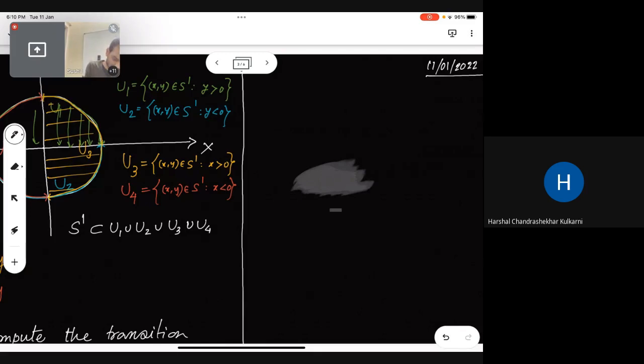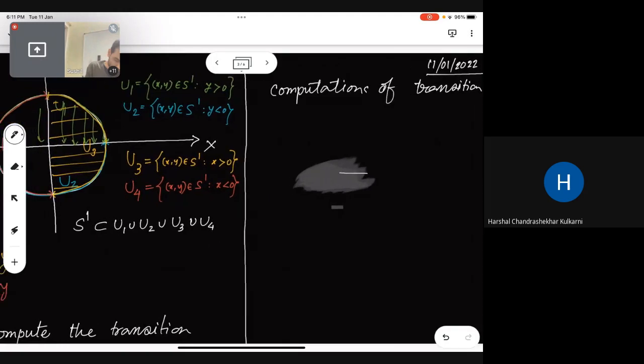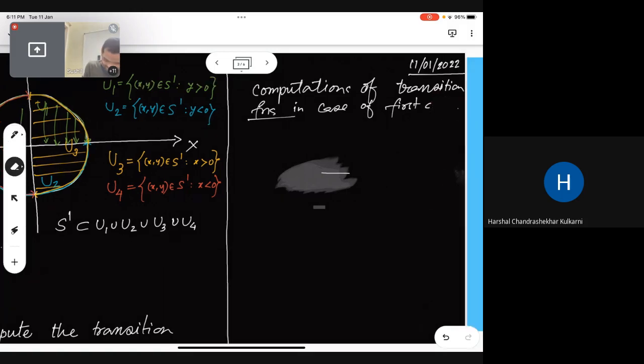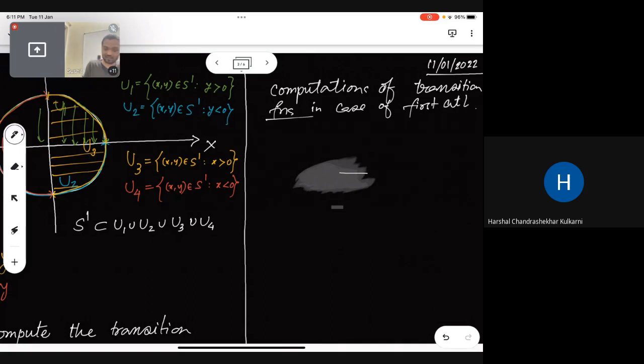So we have phi 1. So in case of previous one, let me just write U1 and U2. So what is this? This is the computation of transition functions. Okay, so this is the computation of transition functions. So in case of the first atlas, the atlas on S1.